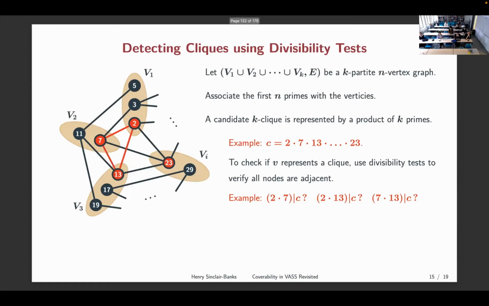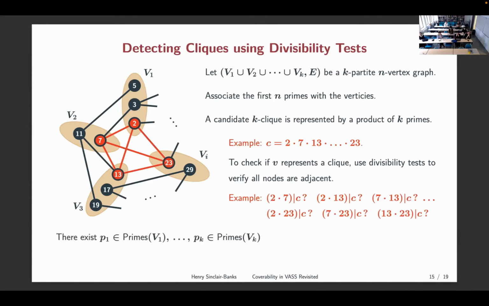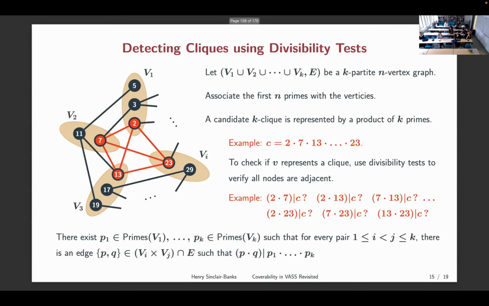So we can go through and check for every pair in this case. Actually, there are more subsets that I haven't written down, but this is good enough for this example. And so the formal statement is there exist primes: a choice in V1, a choice in V2, a choice in Vk, for which for every pair of vertex subsets Vi, Vj, there is an edge, which we'll represent as 2 primes p and q, just to be a bit lazy, for which p times q divides the choice that you made, p1 producted through pk. And this holds if and only if there is a clique.